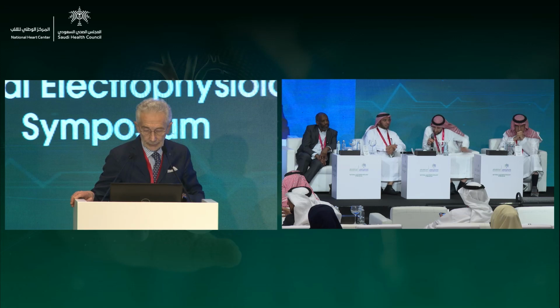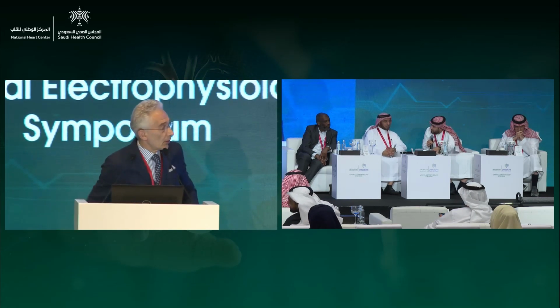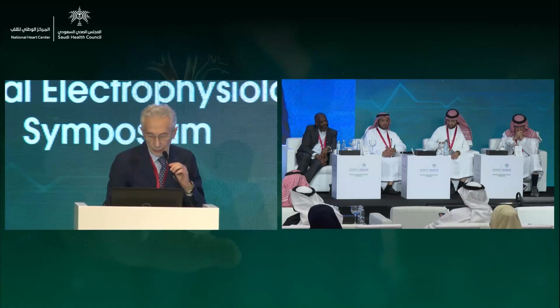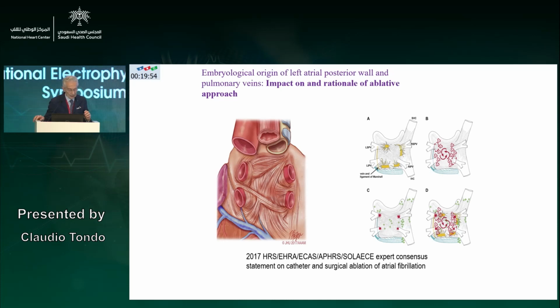So the next presentation will be what to do when pulmonary veins are isolated in persistent AF. Well, it's really close to the previous presentation, and I have the same disclosures, but I would just like to point out how crucial the posterior wall is, and why there is a rationale to aim at isolation of the posterior wall, obviously for patients with persistent or long-lasting persistent AF.